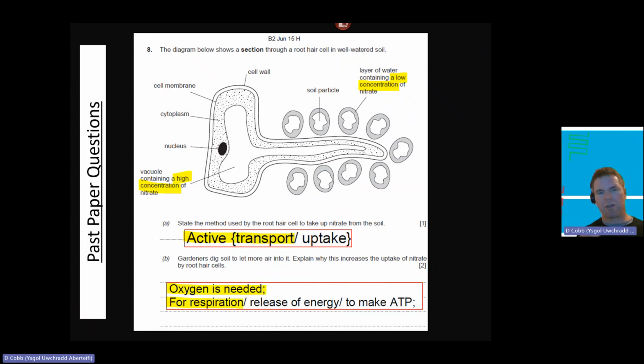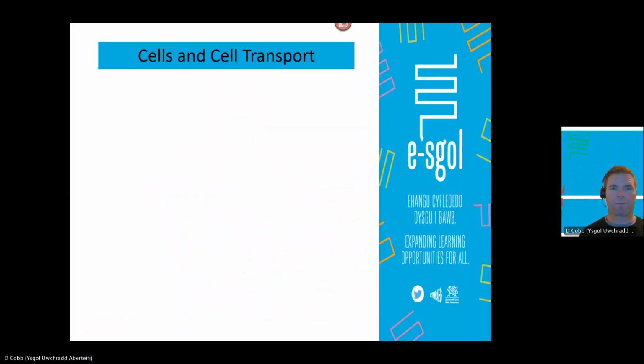What I've done with highlighting is show the things I'd expect you to say. So you wouldn't say active uptake, you'd say active transport. And oxygen is needed for respiration. That's the likely thing for you to say. But you could also say to release energy, or to make ATP, that's fine. But oxygen needed for respiration is the most likely thing. That's a very brief answer to get 2 marks. But remember, always give plenty of information because you never know what's going to be on that mark scheme. So don't keep your answers brief because you don't know what's going to be there.